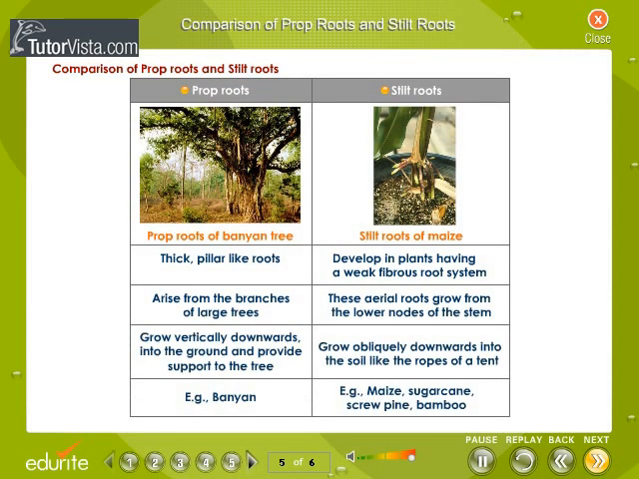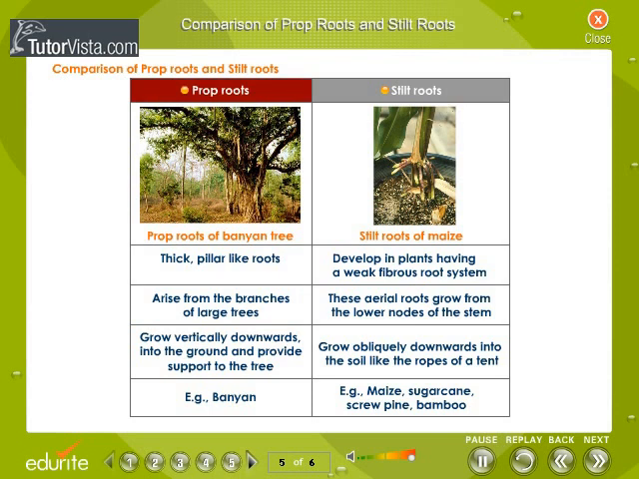Comparison of prop roots and stilt roots. Observe the diagrams carefully for the comparison of prop roots and stilt roots. The differences between prop roots and stilt roots are arranged in a tabular form.